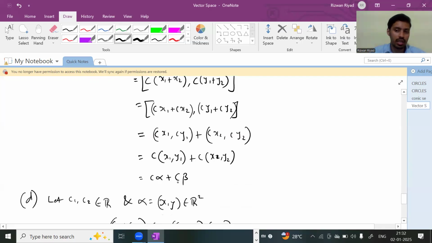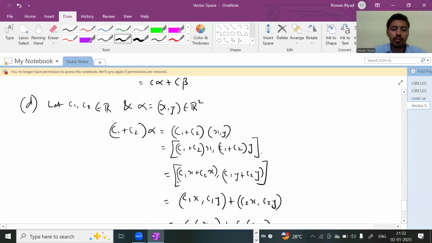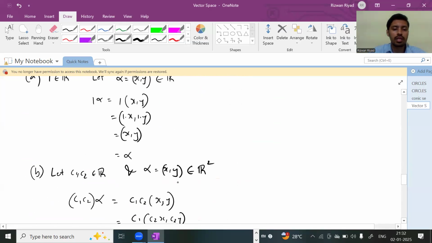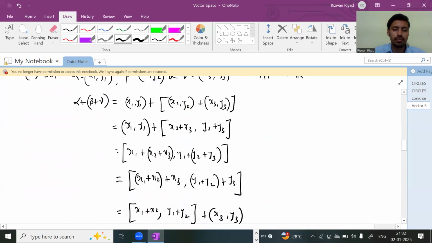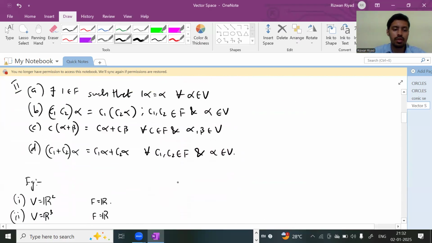And the third one in the second set. Let's move to the last one in the last set, our D. What was our axiom D in the second set? See here, (C1 plus C2) into alpha is equal to C1 alpha plus C2 alpha, for all C1, C2 belonging to F and alpha belonging to V.